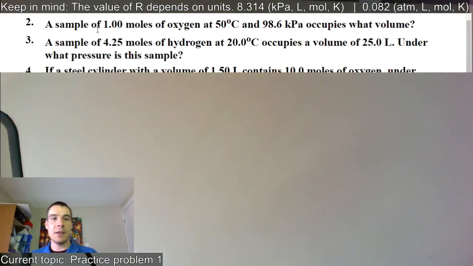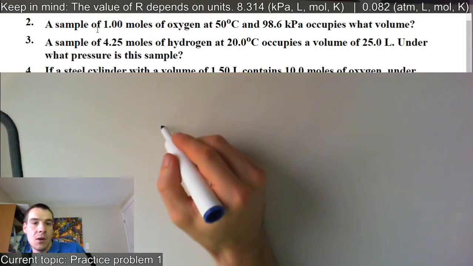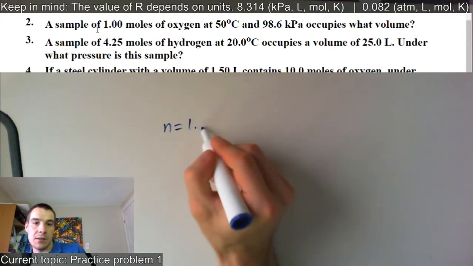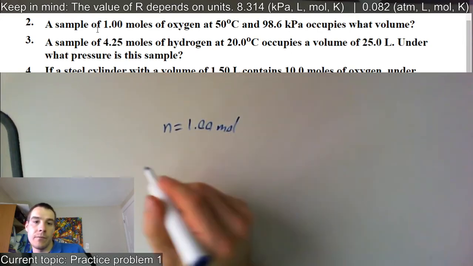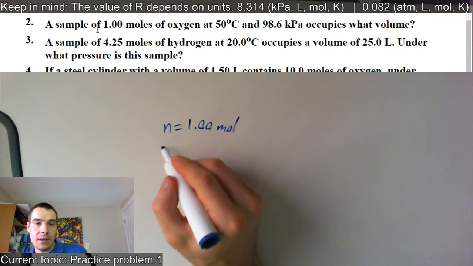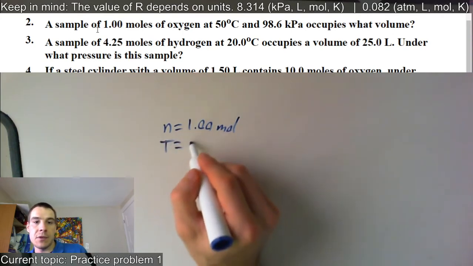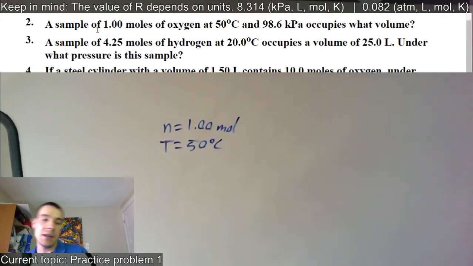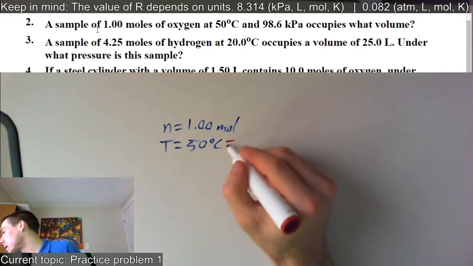We've got a sample of 1 mole of oxygen. It doesn't matter what the gas is. At 1 mole of oxygen, 50 degrees Celsius, 98.6 kPa. So let's write that out. 1 mole, that's n. n is 1 mole. 50 degrees Celsius, that's a temperature. But remember, we want our temperature in Kelvin. Let's just throw that straight to Kelvin.